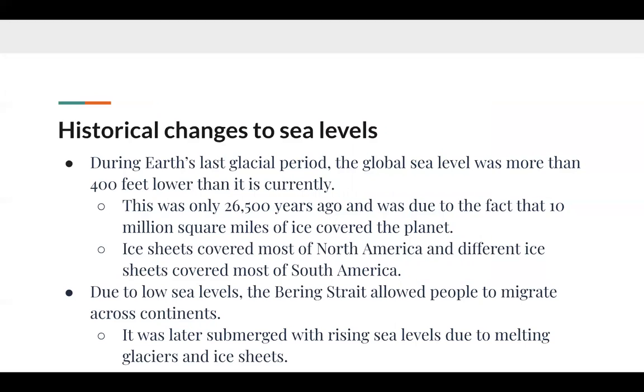Additionally, due to these low sea levels, the Bering Strait allowed people to migrate across continents. However, later it was submerged with rising sea levels due to melting glaciers and ice. This continues today, where we see melting ice sheets, particularly in Antarctica, due to the warming temperatures as a result of climate change.